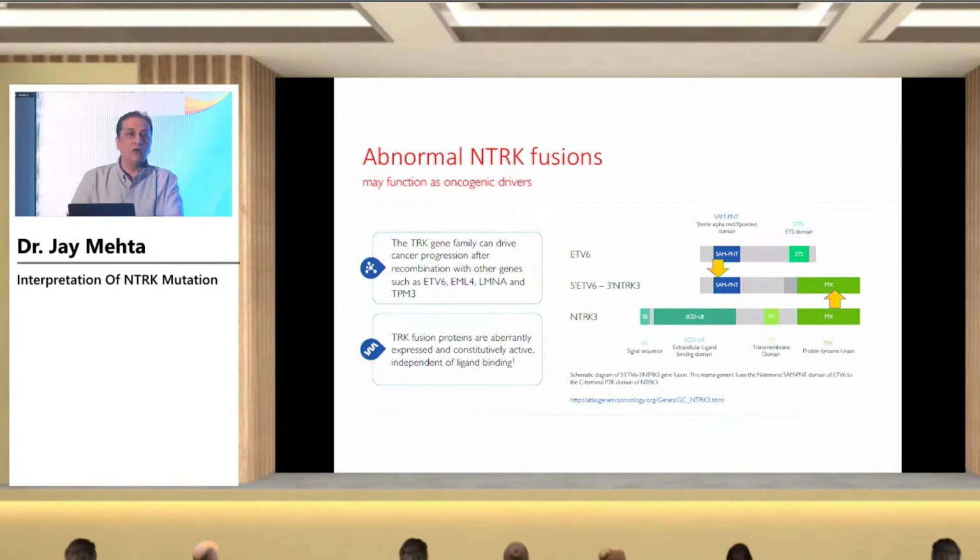Something that needs to be emphasized here is that when there's a fusion between the NTRK genes, the kinase domain is always contributed by the NTRK, and the extracellular ligand binding domain is contributed by the partner gene. So you can see that here. This is the NTRK3 here, and that's the PTK, the tyrosine kinase domain, being contributed by the NTRK, and the fusion partner ETV6 contributes the extracellular ligand binding domain.